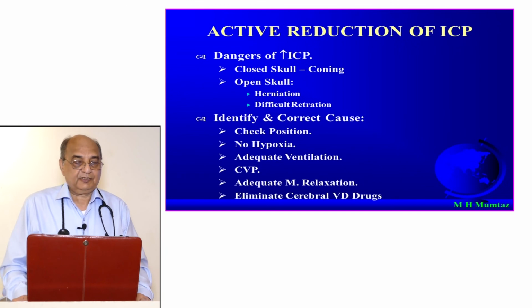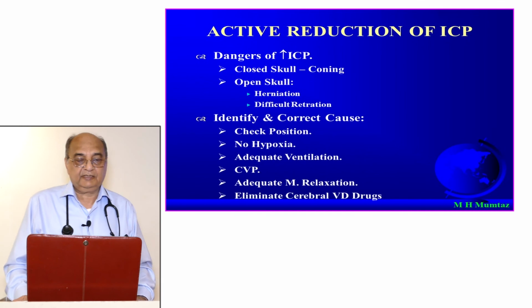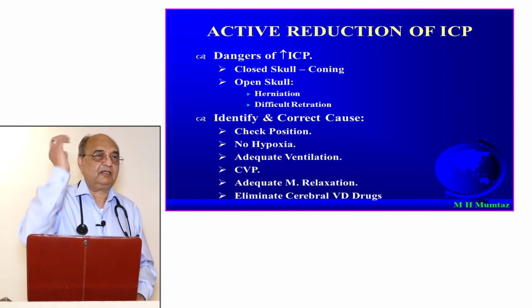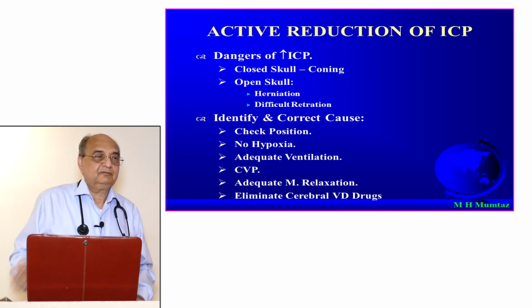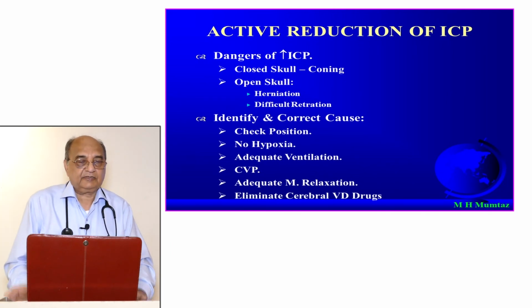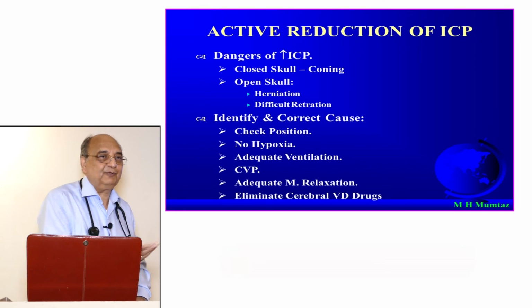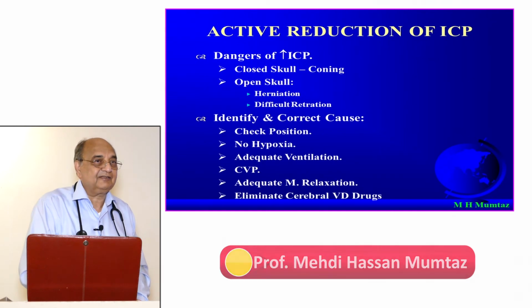Active reduction of ICP. How will you actively lower the ICP also? Dangers of increased ICP. If the skull is closed, it can cause coning. Coning is through the foramen magnum. It will push the brain like this. If the skull is open, it can be herniation. Different portions of the brain go into different portions. That's why we are worried about it, to reduce ICP.